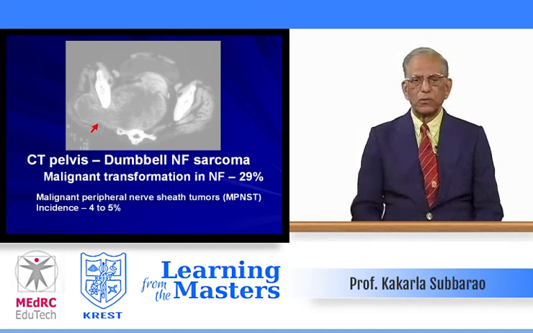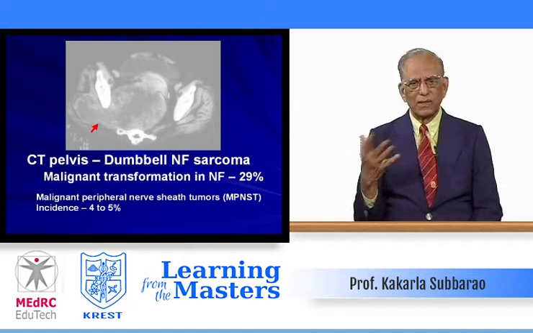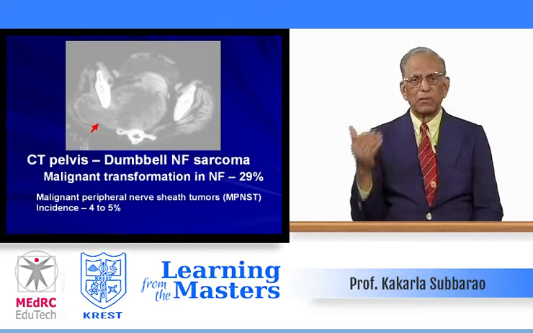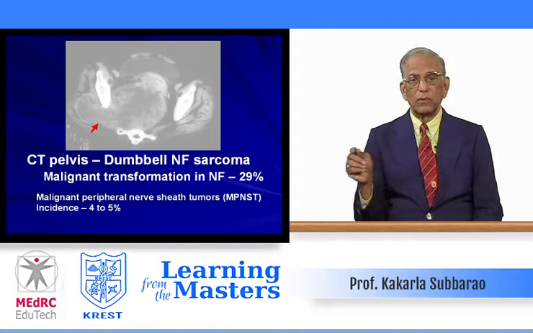CT of the pelvis to show dumbbell type of neurofibroma. This is a sarcoma. Actually, you can't tell whether it is a fibroma or sarcoma. Radiologically, of course, if it is big, 5 centimeters or more, then you predict maybe neurofibrosarcoma. Malignant transformation in neurofibroma, single neurofibroma, is 29%. Malignant peripheral nerve sheath tumors, incidence is 4 to 5%.